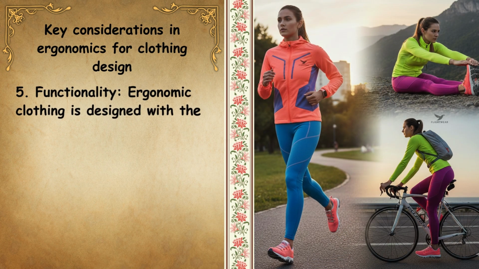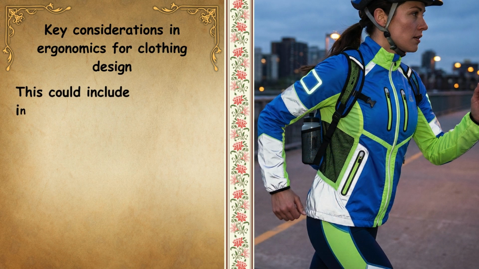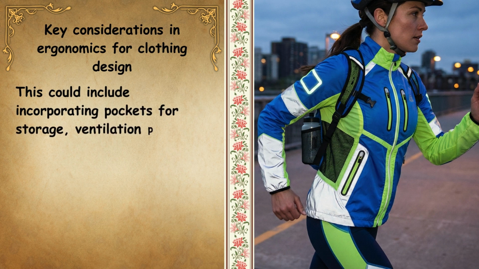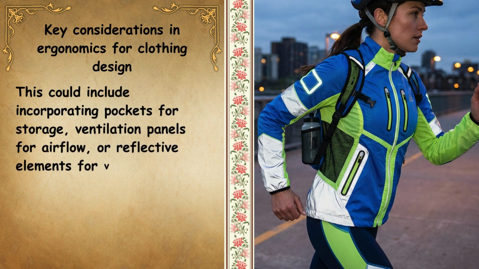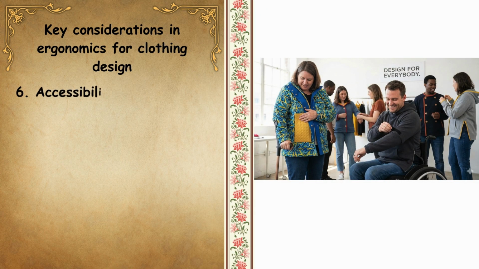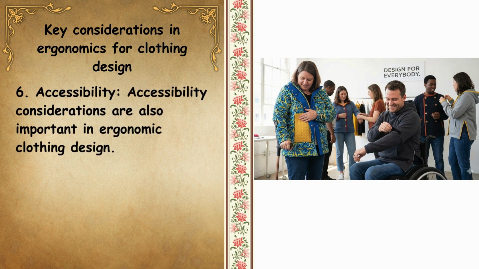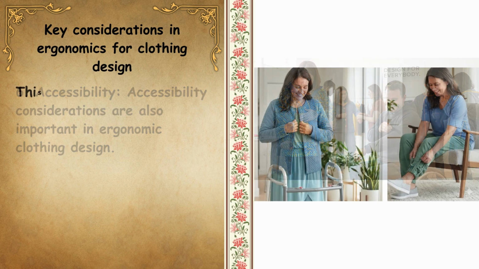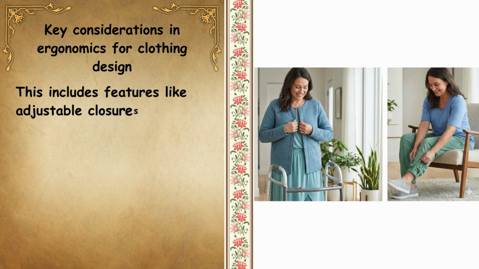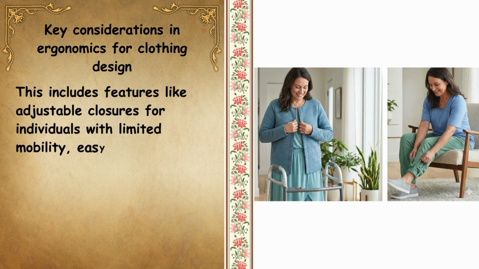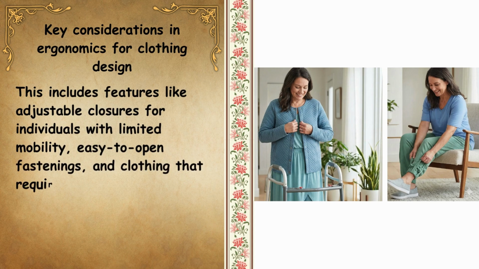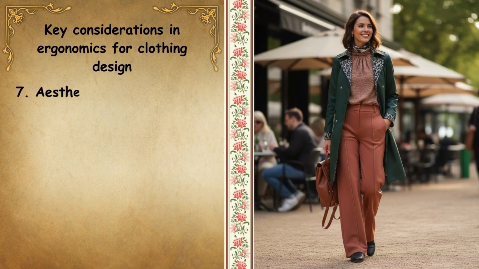5. Functionality. Ergonomic clothing is designed with the wearer's activities in mind. This could include incorporating pockets for storage, ventilation panels for airflow, or reflective elements for visibility in low-light conditions. 6. Accessibility. Accessibility considerations are also important in ergonomic clothing design. This includes features like adjustable closures for individuals with limited mobility, easy-to-open fastenings, and clothing that requires little work to put on or remove.